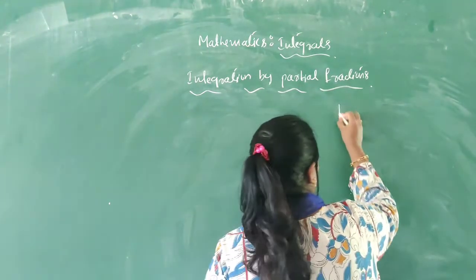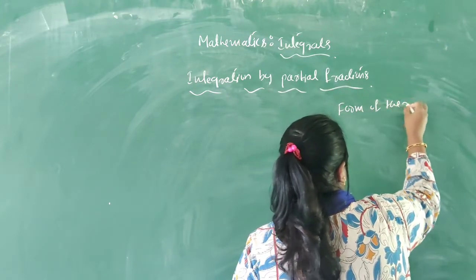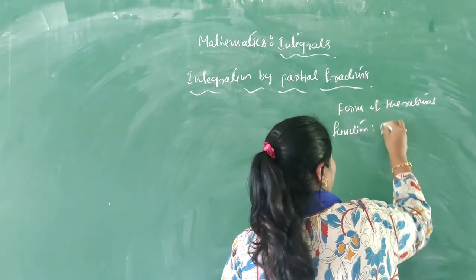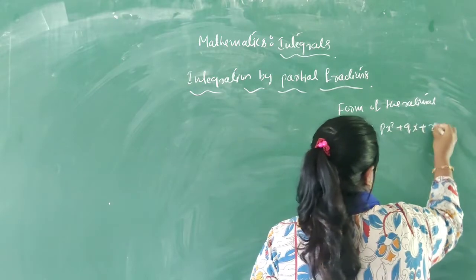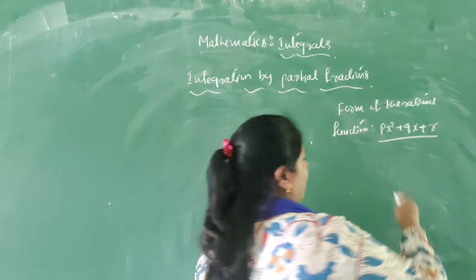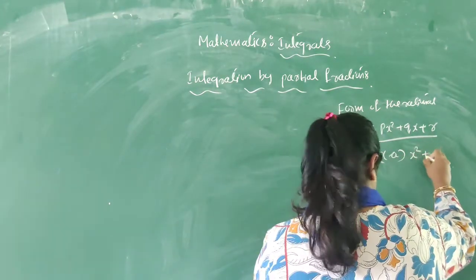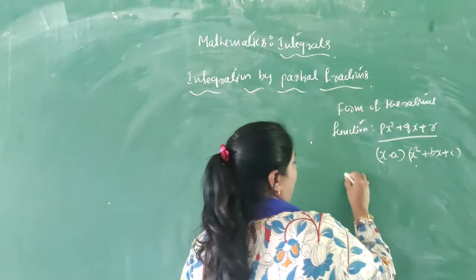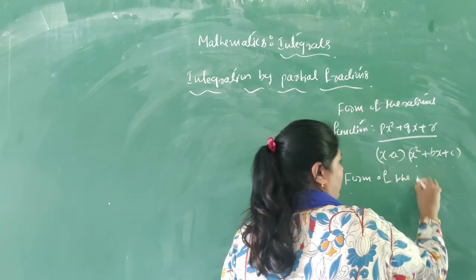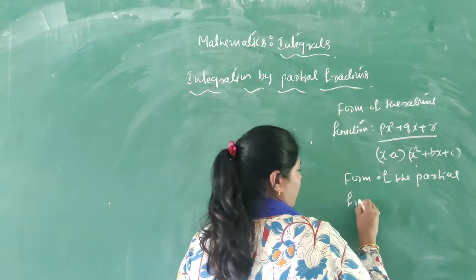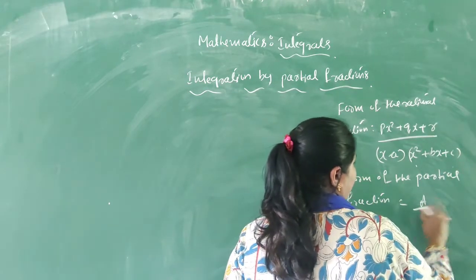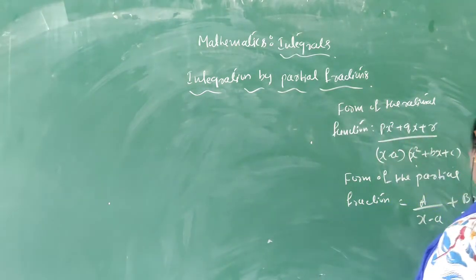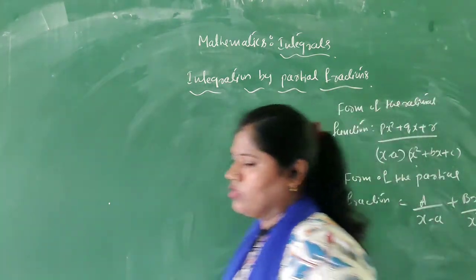Before that, we should know the form of the rational function. That is (px squared plus qx plus r) divided by (x minus a)(x squared plus bx plus c). Okay. So this is the form of the rational function, and this is the form of the partial fraction: A divided by (x minus a) plus (bx plus c) divided by (x squared plus bx plus c). Okay. So this is the form we are using.